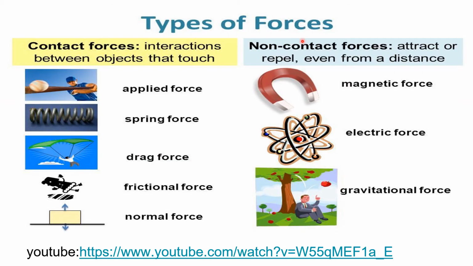So, types of forces as we discussed just now. In case of contact forces, there is interaction between the objects that touch each other. Examples of contact forces are applied force, spring force, drag force, frictional and normal force. Whereas non-contact forces attract or repel even from a distance. That is, there is no need for both the objects to be close or to touch each other. And the examples for non-contact forces are magnetic force, electric or electrostatic force and gravitational force.